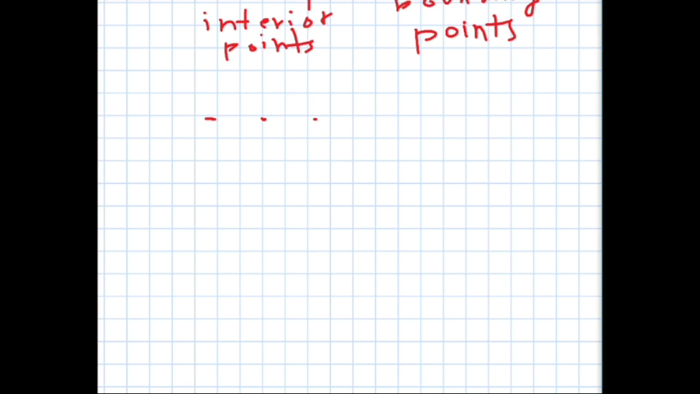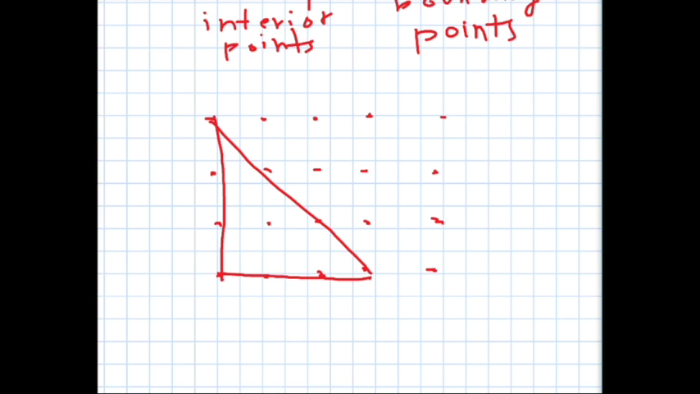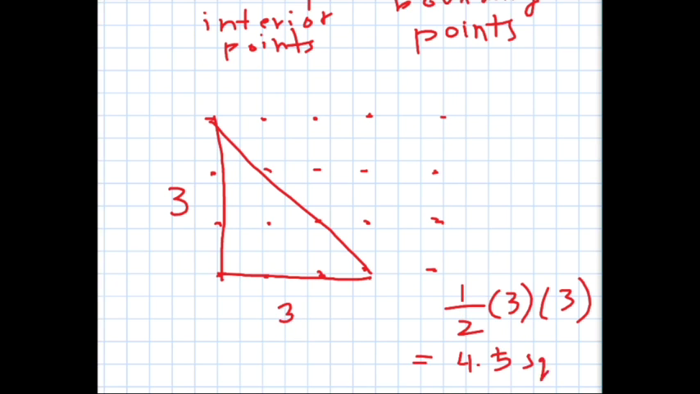So let's say we have a grid like this, and we have a polygon which happens to be a triangle. In this case it is this. So what is the width? 1, 2, 3. And what is the height? 1, 2, 3. So what should be the area? Area should be half times 3 times 3, which is 4.5 square units.